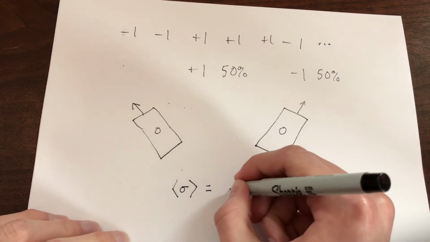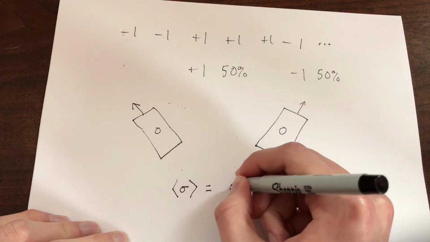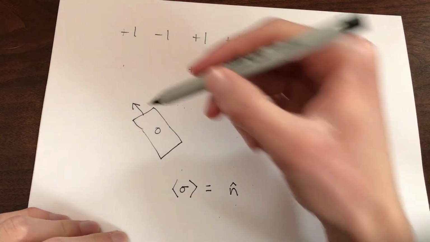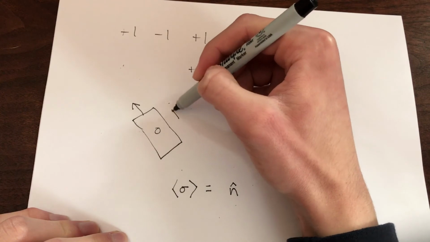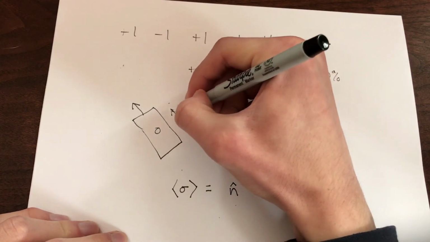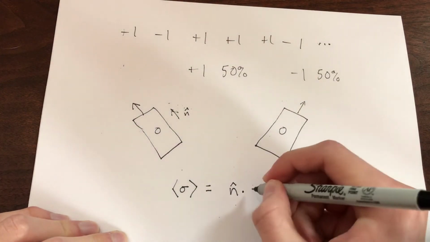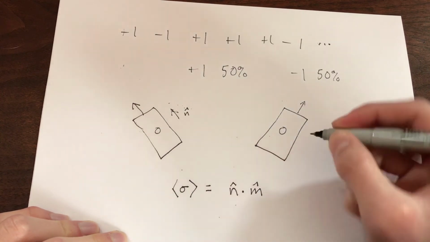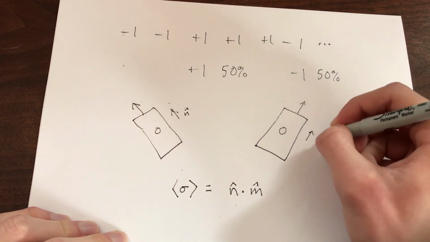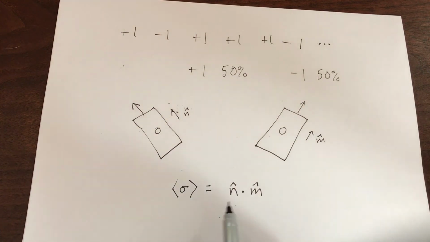the dot product of the first measurement direction, n, the vector that represents this direction in space. The dot product with m, the ending position, this direction in space. When you take the dot product of these two vectors, every time you get a statistical average of the spin value.